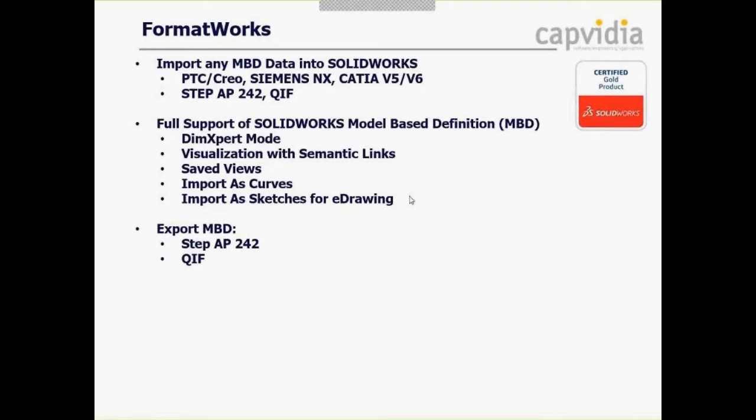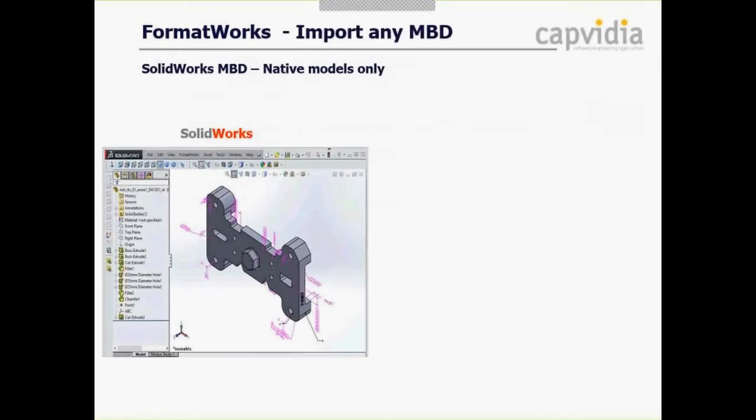NX, CATIA V5, V6, or from the neutral file formats, STEP AP242, and QIF. Now, we fully support SOLIDWORKS MBD. We can bring the models into DimXpert mode, which is exactly what the folks from Checkmate and Origin need and can utilize. We have full visualization capabilities, saved views, we maintain those. We can also import this MBD as curves or sketches for other use cases inside of SOLIDWORKS. And we can also export this out of SOLIDWORKS to the neutral file formats STEP AP242 and QIF.